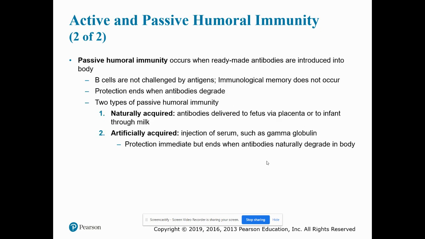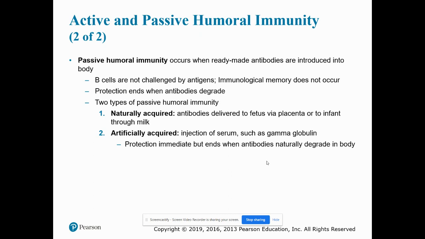Then we have passive humoral immunity, and this is going to occur when ready-made antibodies are introduced into the body. So B cells, this is really important. In this scenario with passive humoral immunity, B cells are not being challenged by antigens. Because they're not being challenged by antigens, they are not making memory B cells. Therefore, immunological memory does not occur. Protection with this type of immunity is going to end when the antibodies degrade.